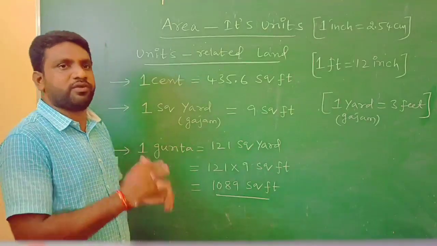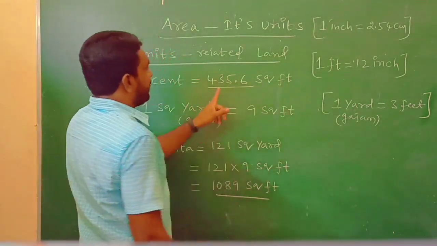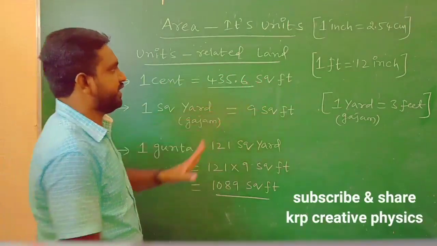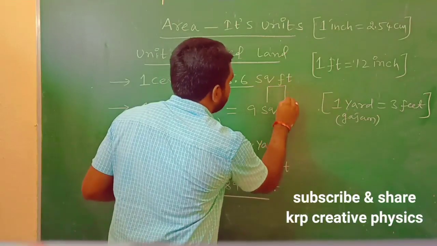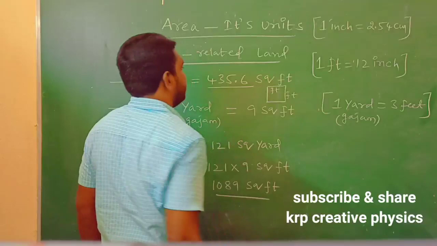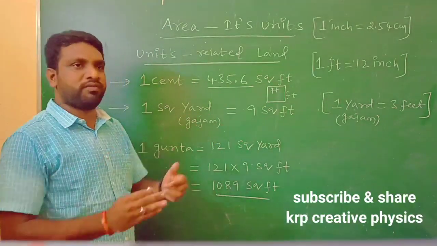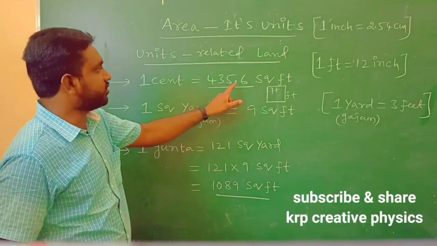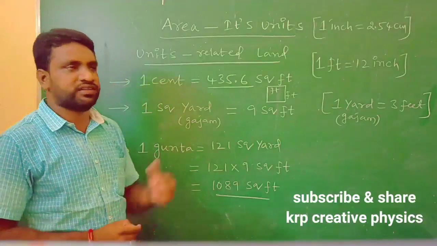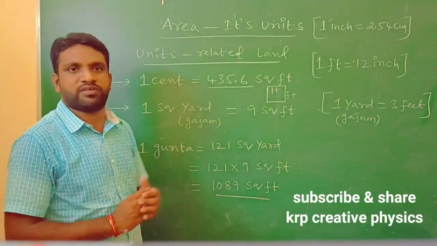In some places we use 1 cent equals to, so what is the value here? 435.6 square feet. That means length is measured in feet and breadth is also measured in feet. If we multiply length and breadth, what overall value do we get? 435 square feet. So the area of this particular land is said to be 1 cent. 1 cent equals 435 square feet, so length times breadth gives square feet.